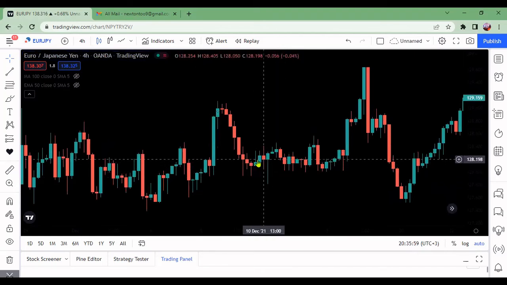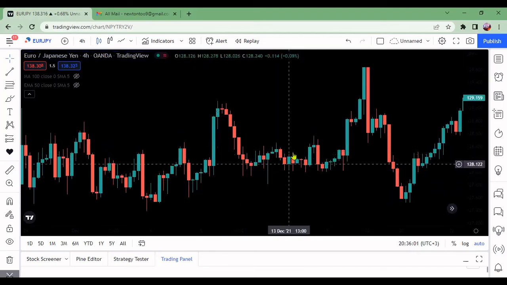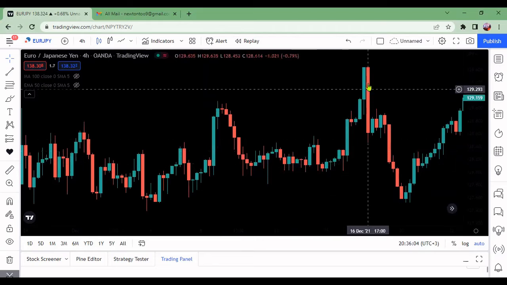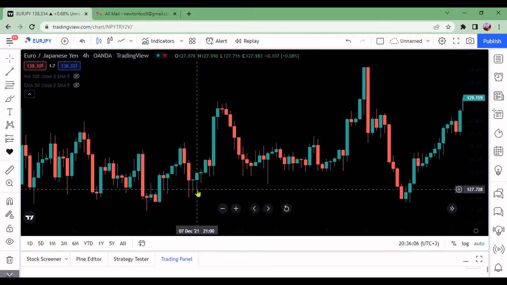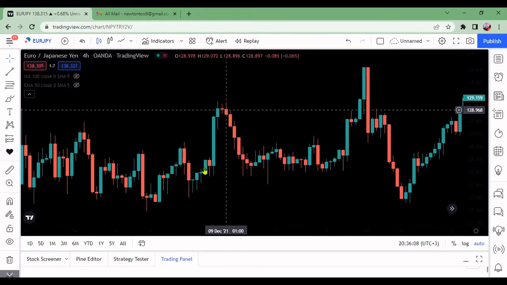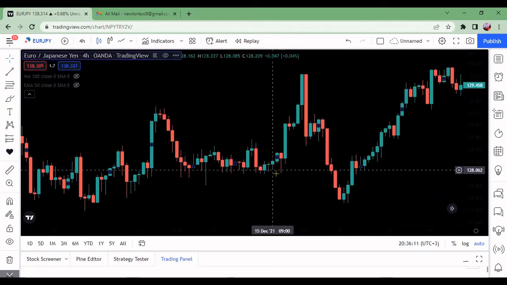We have got one here. Then the market was consolidating, then actually it went up. You can see here again, the market went up. You can see this one, the market went up.